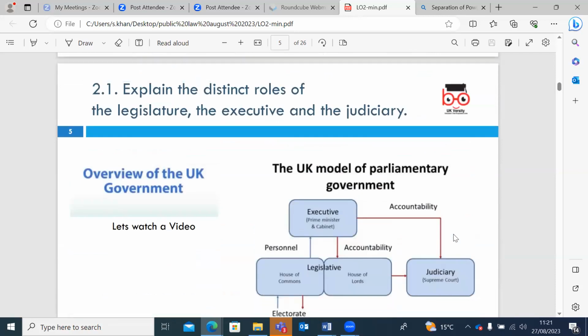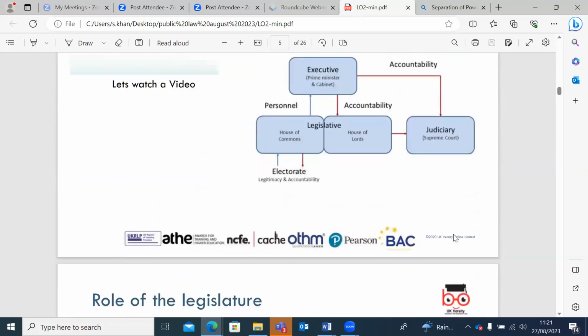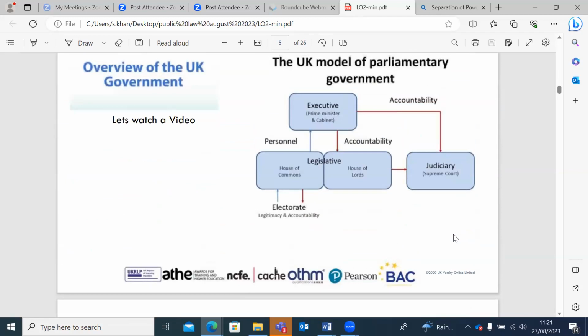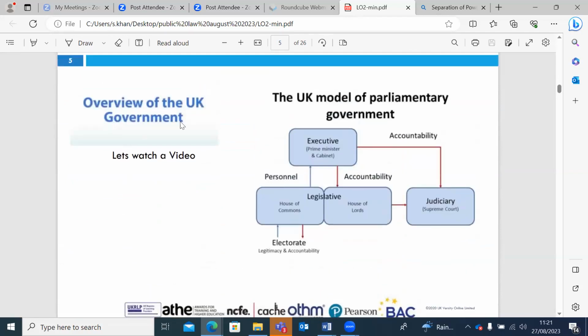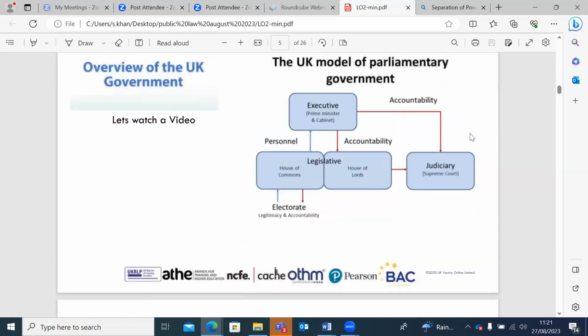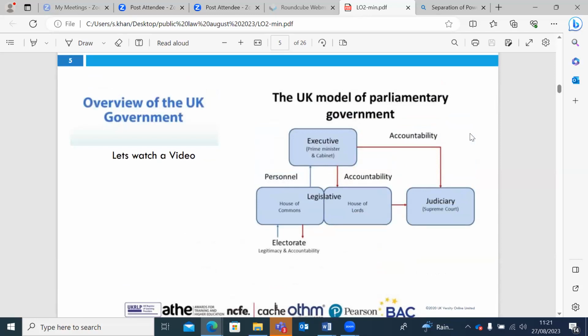2.1. Explain the distinct roles of the legislature, the executive, and the judiciary. So the overview of the UK government, the UK Parliament model of parliamentary government: the executive is the Prime Minister and Cabinet, who are accountable to the judiciary, and also accountable to the House of Commons and House of Lords, and then the electoral legitimacy and accountability.